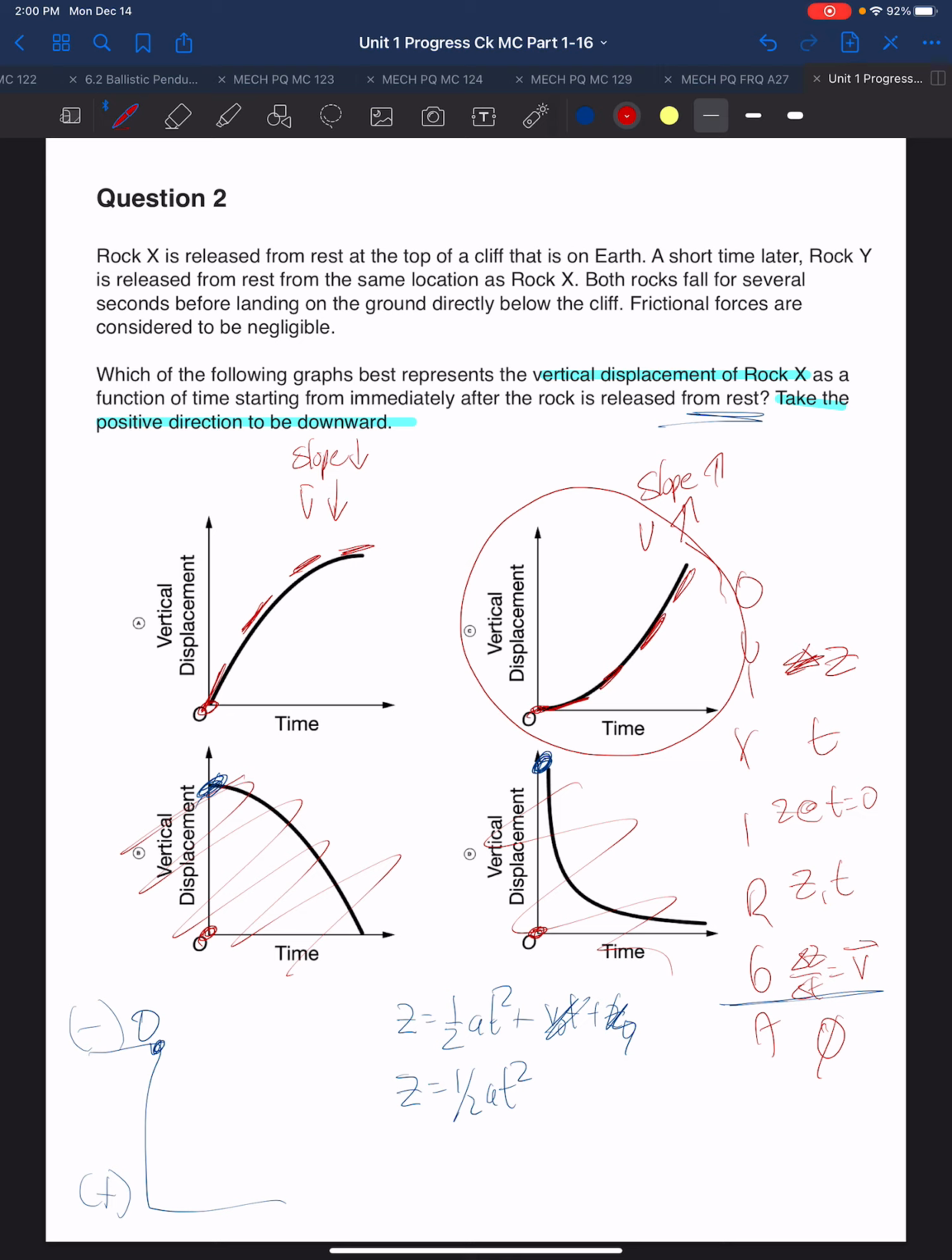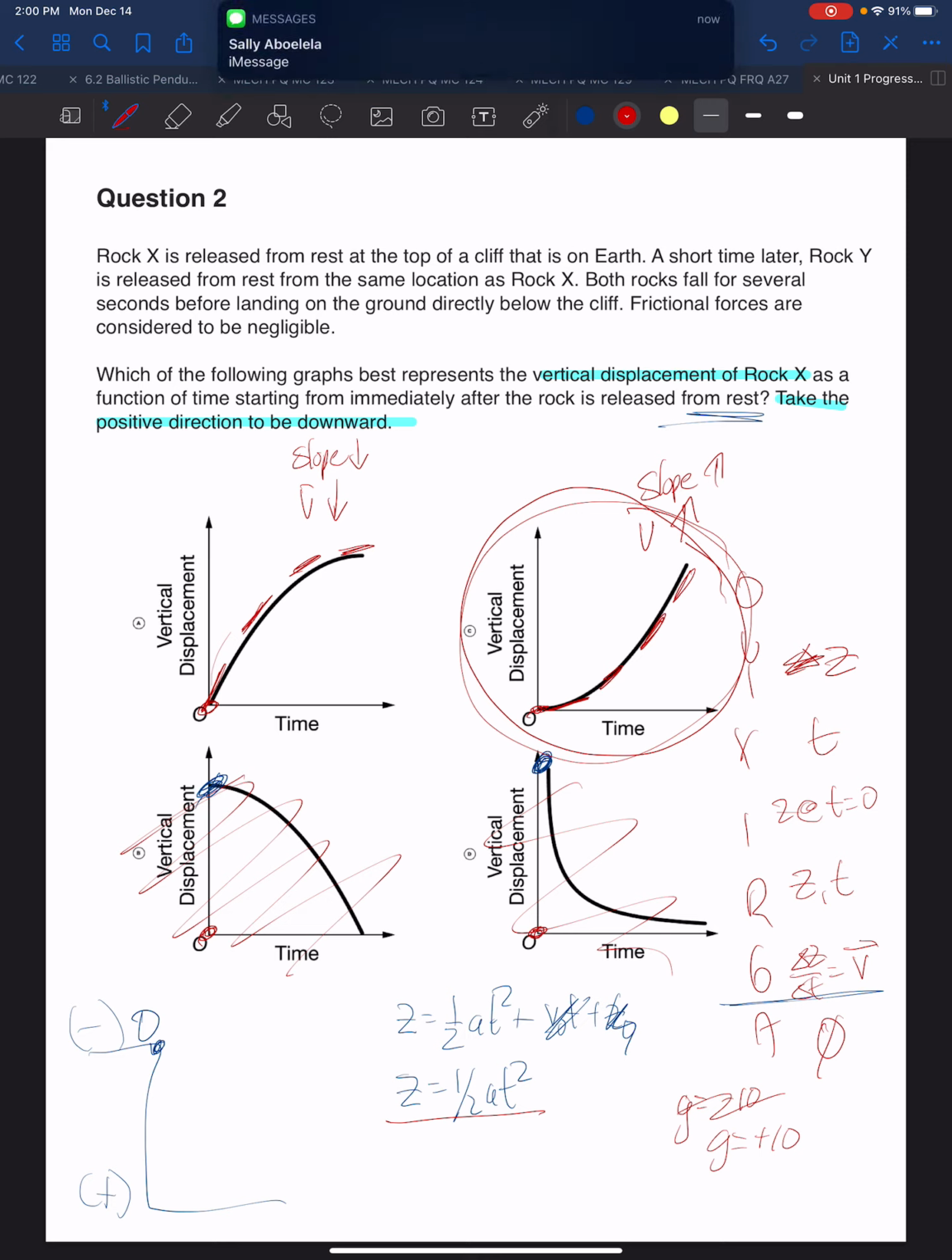Now, we can also look at the constants in the equation. If the downward direction is positive, then an acceleration, g, is not -10. g is +10. And so that means that the parabola would be cupped upward, which is, again, choice C, as opposed to a downward cup parabola, which is choice A.